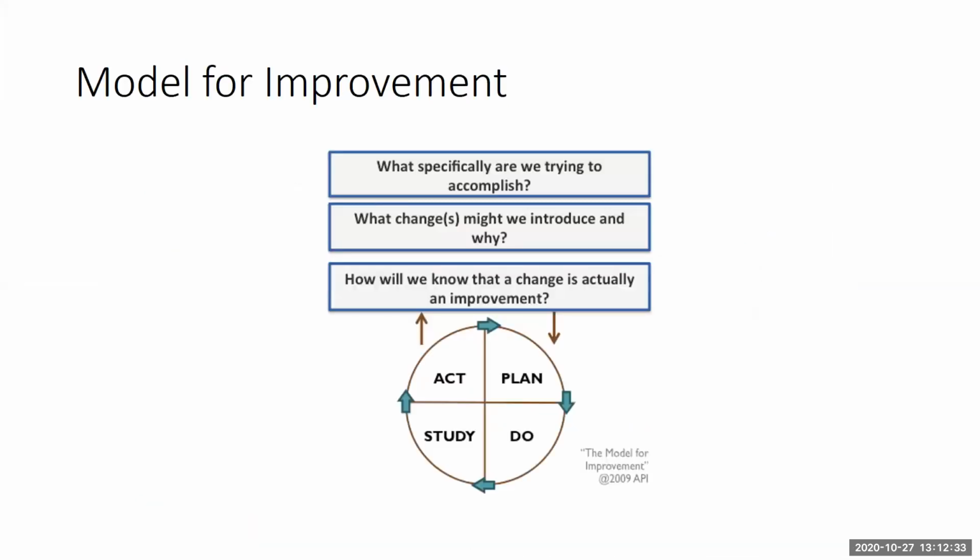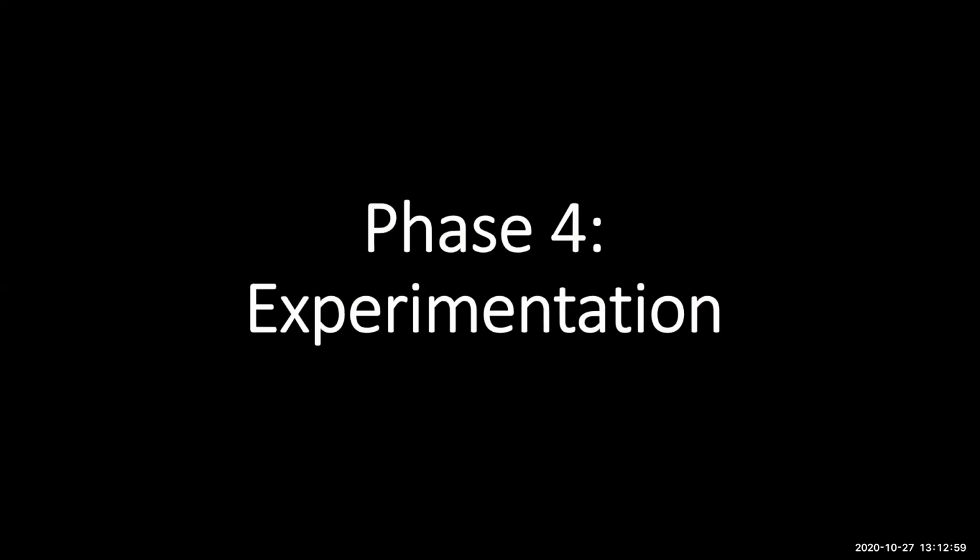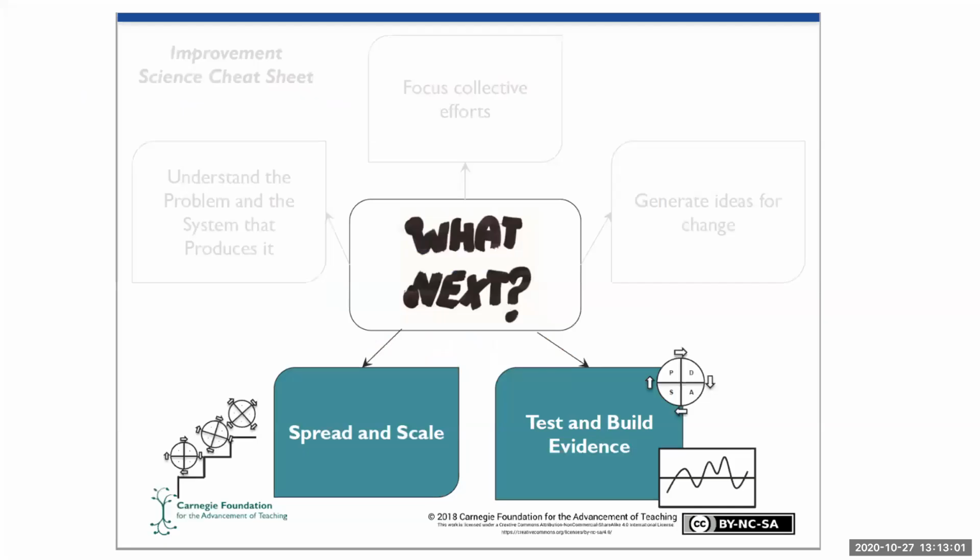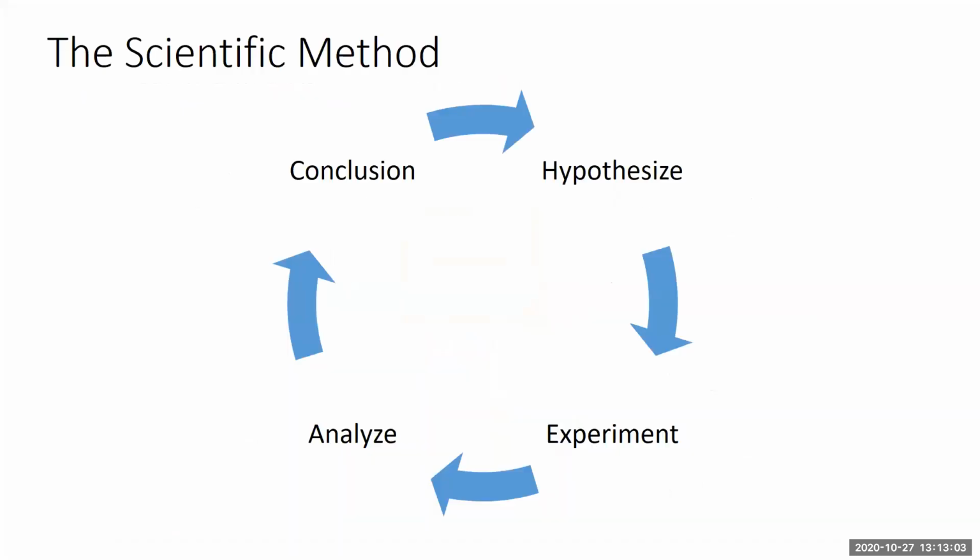And just a reminder, all of this is kind of operating under a model for improvement, where we think about what we're specifically trying to accomplish or our aim, what change ideas we might introduce and why, and how will we know if that change idea is actually an improvement. And that's the PDSA piece, the plan, do, study, act cycle, is how we know if that change is actually an improvement or not. So in phase 4 experimentation, you're testing and building evidence.